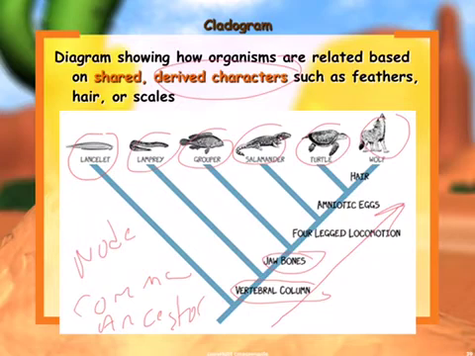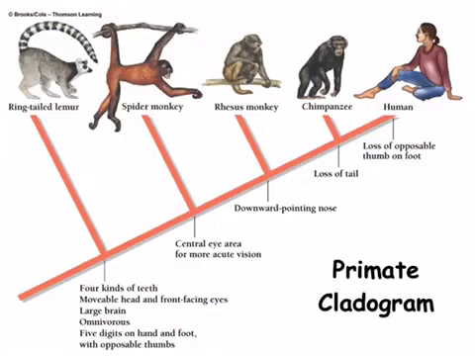So that's one tool that scientists use. Here's another example. This is a primate cladogram, which you can use to review as well, and we practiced this in class. You can see again the appearance of the derived characters, and then, of course, the nodes where the organisms shoot off.